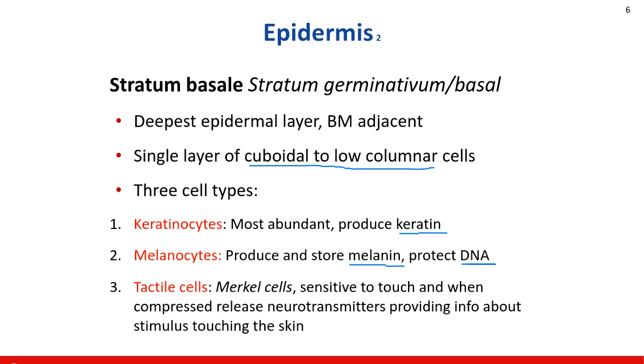The third type of cell are the tactile cells. We also call them Merkel cells. And so they're touch sensitive. What will happen is when they're compressed, they release a chemical, a neurotransmitter, that will then stimulate some nearby receptors and inform the nervous system as to what type of sensation, touch obviously, is undergoing in that area of the epidermis. So those are your 3 cells.